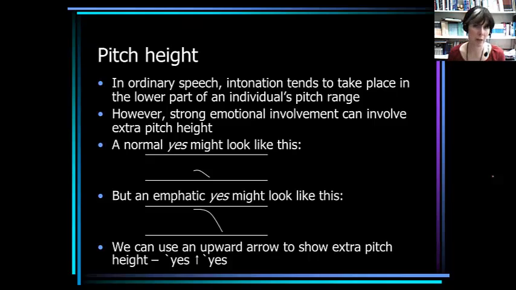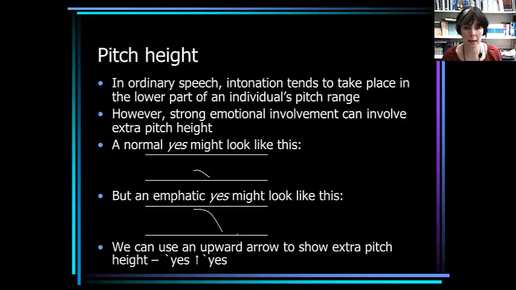And we also need to think about pitch height, which I tried to demonstrate in the first part of this and it didn't work with the real-time pitch display. In ordinary speech, intonation tends to take place in the lower part. So if this is my pitch range here, in fact we can see this on the screen. So if this is the high end of my pitch, high end, and the low end, then generally speaking my pitch patterns are going to be around the mid to low end of things. So a normal yes might look like this, yes. But an emphatic yes might look like this, yes, where I've got a much wider pitch range.